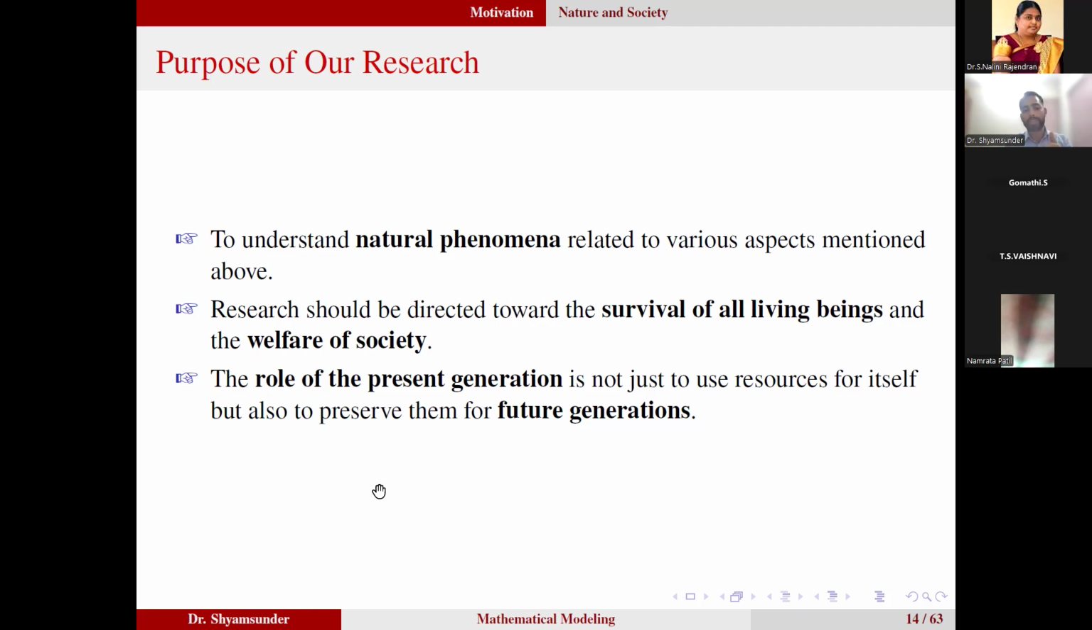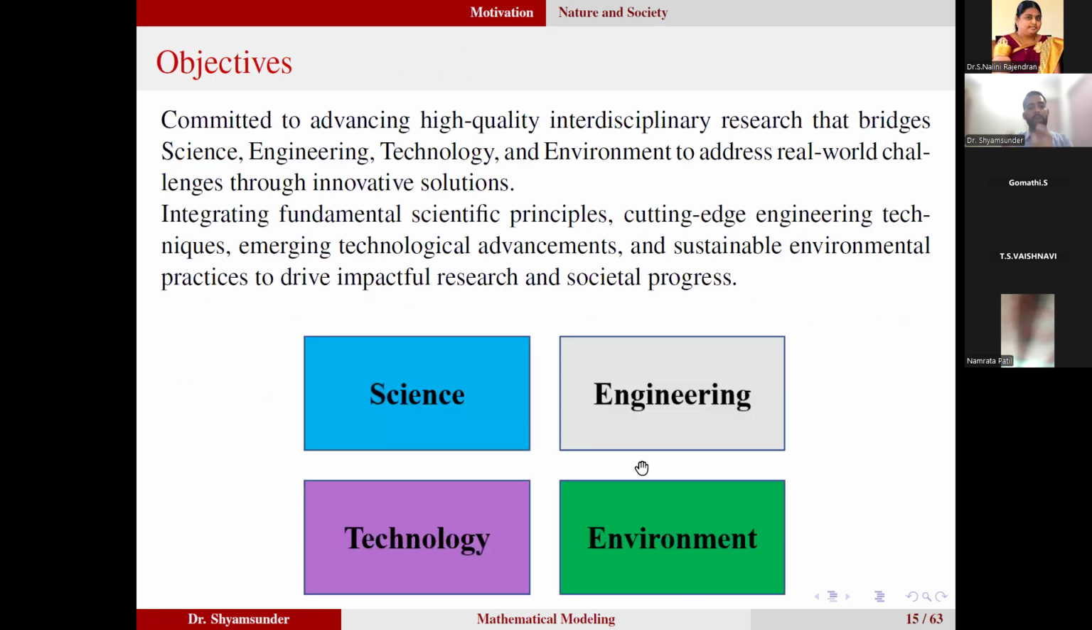The role of the present generation is not just to use resources for itself, but also to preserve them for future generations. If the next generation is well-off, then it is definitely preserved for the future generation. So we control the resources and work on the improvement and conservation of these resources. Then the objective of this study is a commitment to advancing high quality interdisciplinary research.